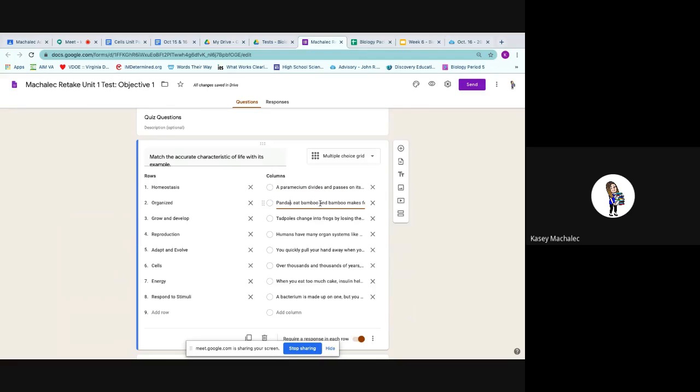The next column says, pandas eat bamboo, and bamboo makes food by photosynthesis. Is this an example of homeostasis, organized, grow and develop, reproduction, adapt and evolve, cells, energy, or respond to the environment? A panda eats bamboo, and a bamboo makes food by photosynthesis.